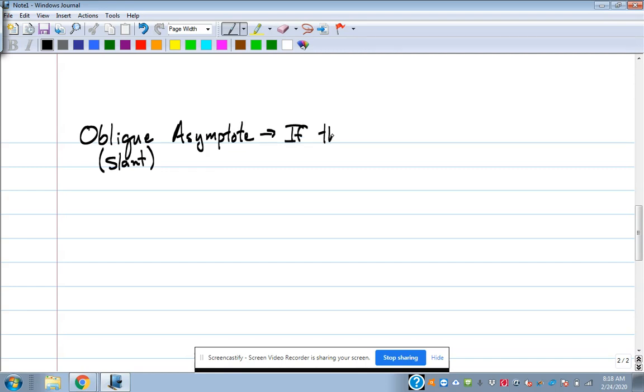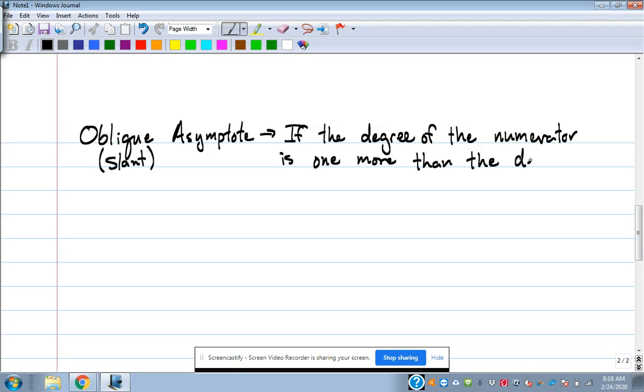If the degree of the numerator is 1 more than the degree of the denominator.